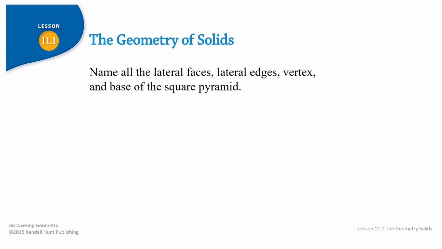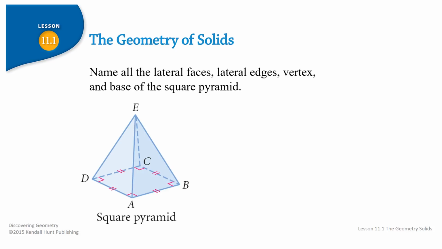Now in this example, you're going to name all of the lateral faces, lateral edges, vertex, and base of the square pyramid. So for lateral faces, those are the triangles. Those take 3 letters apiece. So that's DAE, AEB, BEC, and CED. The lateral edges use 2 letters. So DE, AE, BE, and CE. The vertex is at the top of the pyramid, that's E. And for the base of the pyramid, that's the 4 letters that make up the square, A, B, C, D.